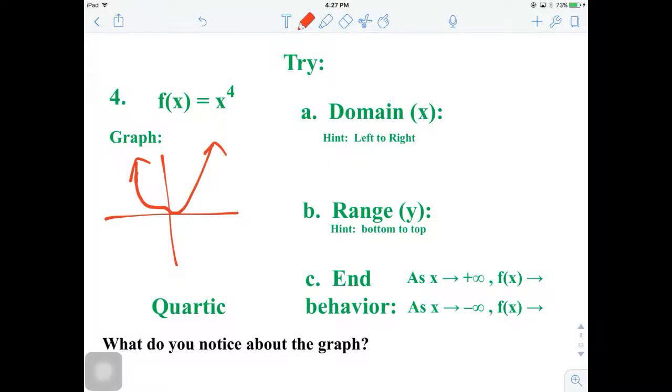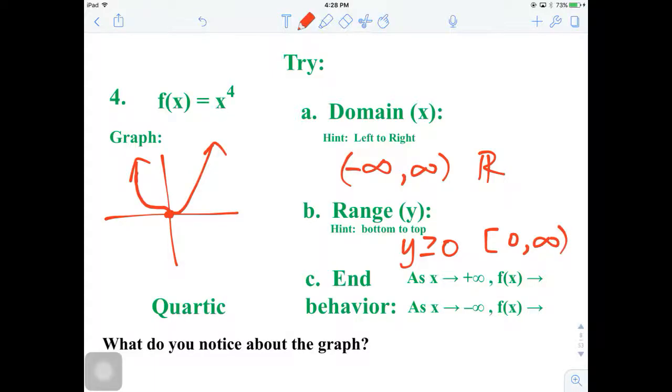So this is the graph for an x to the fourth. And if you look at the domain, going from left to right, it's all reals. It does not stop anywhere. And then the range is, again, the lowest point you see is at 0. So it's y greater than or equal to 0, or it goes from 0 to infinity. Okay? And so we have the end behavior. As you go to the right-hand side, the graph is going up to positive infinity. And as you go to the left, it goes up to positive infinity as well. So positive, positive.